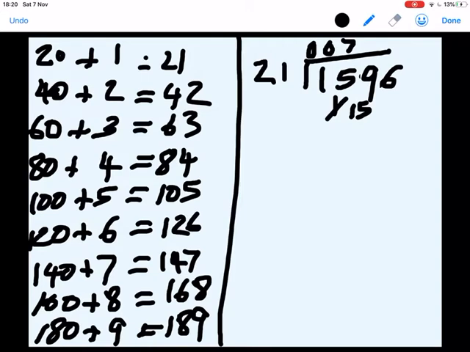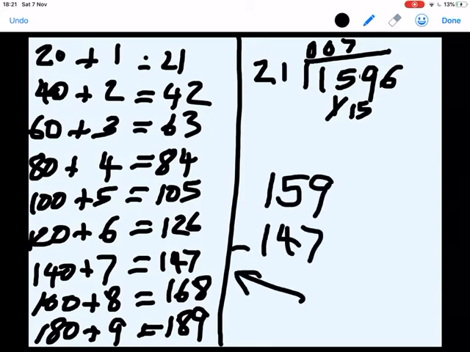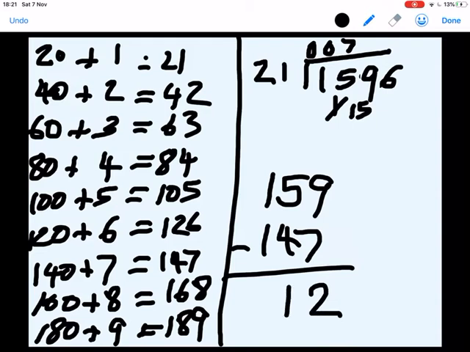To work out the remainder, some of you will be able to do it mentally, but some of you will need to perhaps use decomposition. So 159, take away 147. I've got my 147 from here. Remember, 9 take away 7 is 2, 5 take away 4 is 1, and 1 take away 1 is obviously 0. So that leaves me with 12.